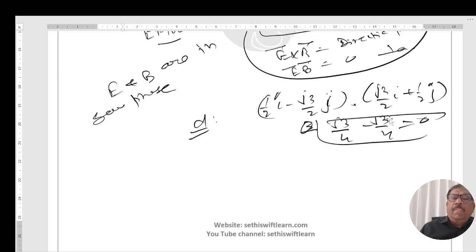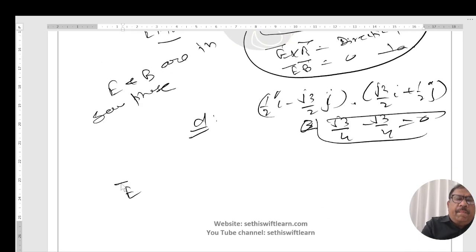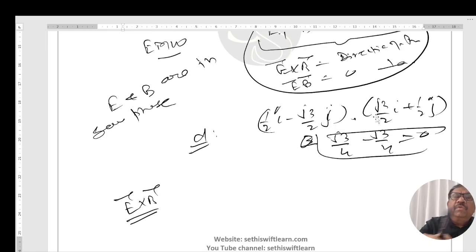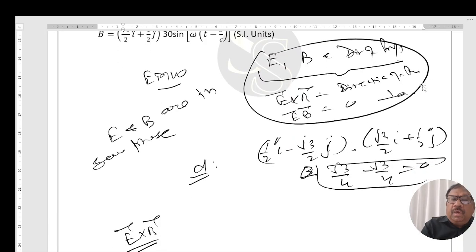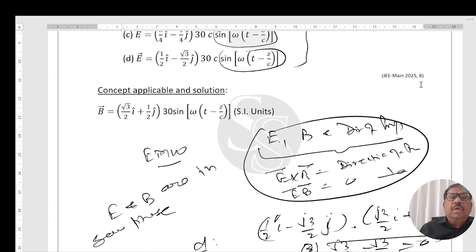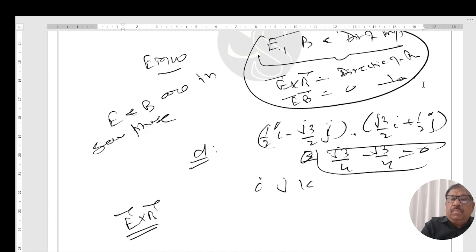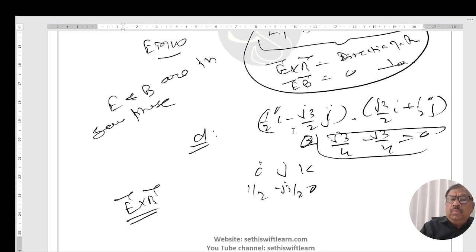Okay. Second, E cross B gives the direction of propagation. Check that too. Otherwise, D option is the correct one. Just additional information: i, j, k. E we are considering in option D is 1/2 minus root 3/2, 0, and B is root 3/2, 1/2. If we expand this, we get k.